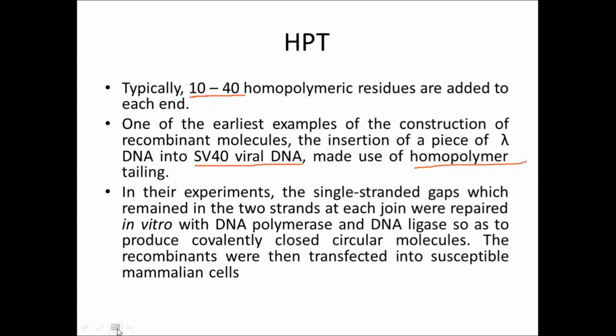Especially the SV40 DNA produced a circularized form after in vitro DNA polymerase treatment. After the ligation process, both ends are joined together to produce a covalently closed circular molecule. This is the first homopolymer tailing formed.